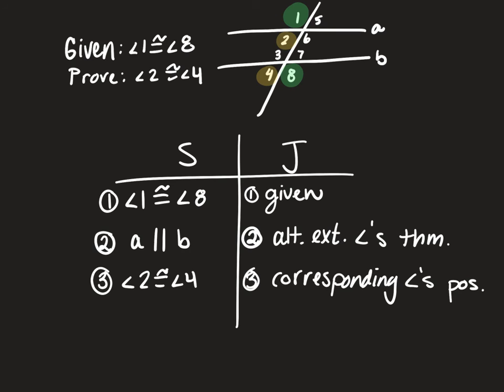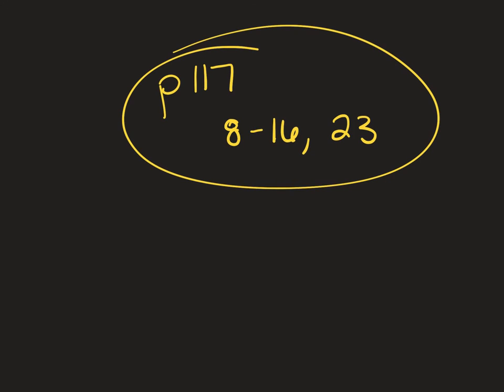I only gave you one proof to do on your own. Oh, this was yesterday. All right, so on page 117, I want you to do 8 through 16 and then number 23. 117, you're going to do 8 through 16 and number 23. And that's it.